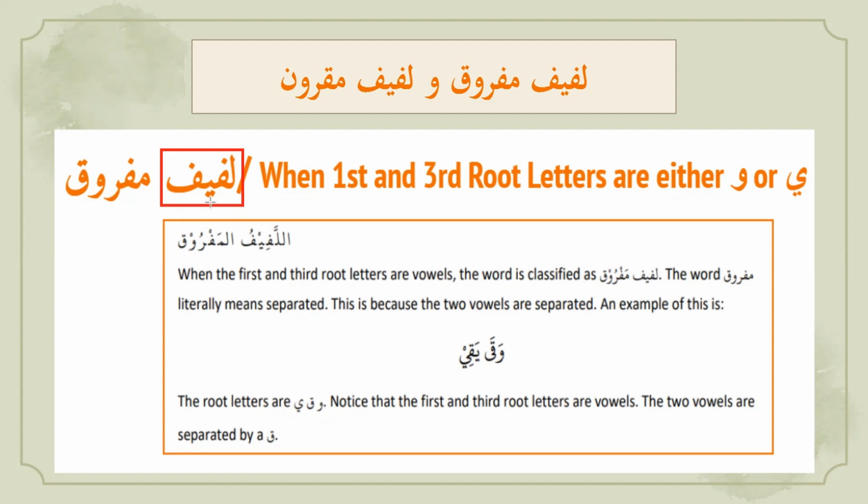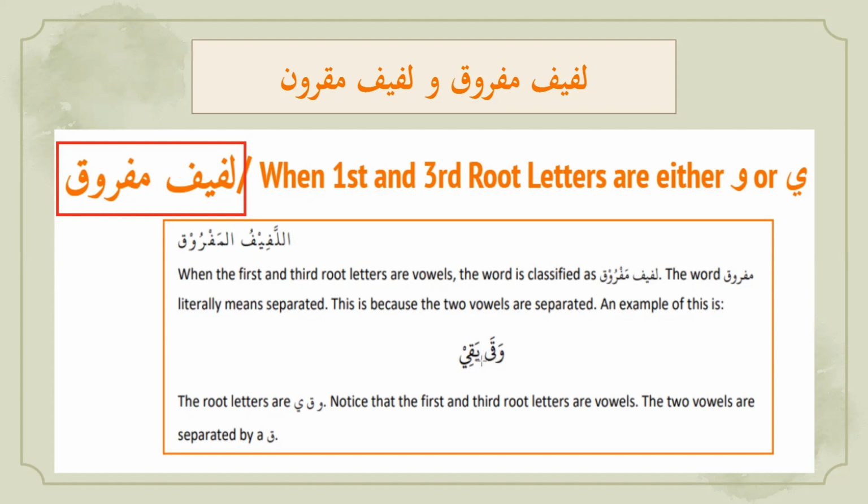So lafif is a word in which there are two weak letters, and lafif mafrooq is the one in which the first and the third root letters are either waw or ya. So first and third root letters are weak letters in lafif mafrooq. And why do we call it mafrooq? Just look at this example.